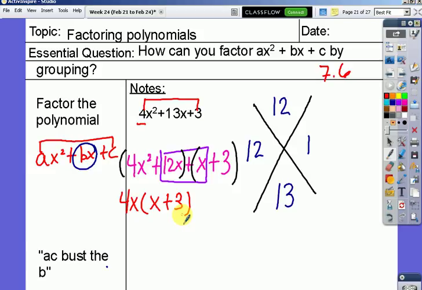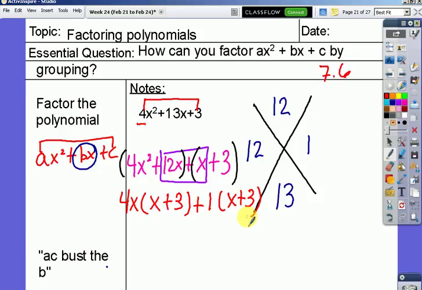I'm just rewriting it. Then what I'm doing is I'm grouping them two at a time. The first two and the last two, yes? And then I will factor out what I can. I'll pull out that GCF. I'll leave a plus sign. Okay. Well, what's common between an x and a 3? A 1. So I'm going to factor out a 1, and then I have x plus 3.